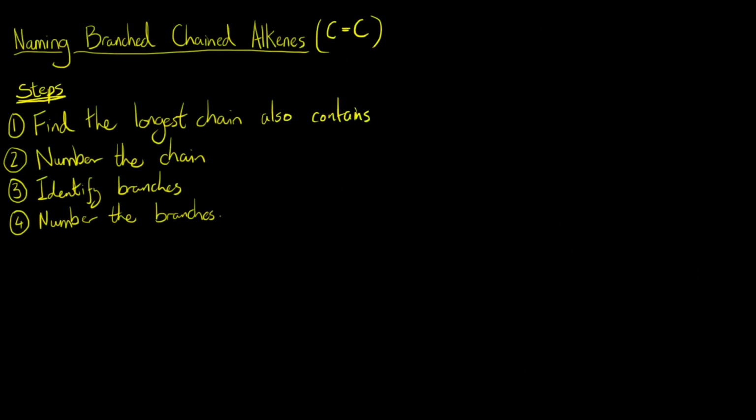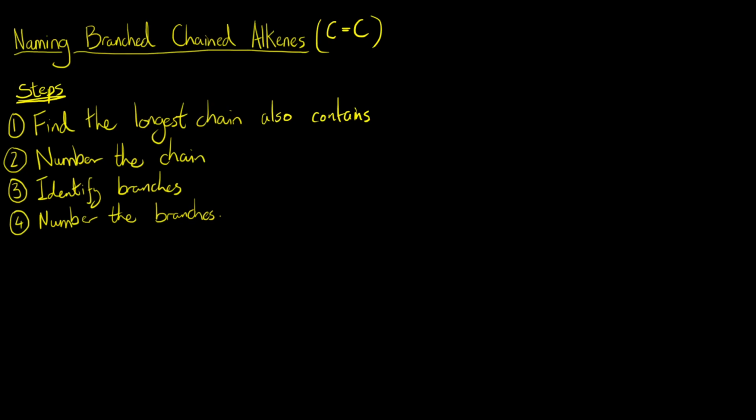Now let's take that piece of information, what we've just learned about the numbering and positioning of a carbon-to-carbon double bond, and take it in to some more complicated examples now where we have branches. We've already looked at examples like this when we looked at alkanes, where we first found the longest chain, then we numbered the chain, identified the branches, and then numbered the branches. The steps are all pretty much the exact same. However, there's a slight difference when naming branch-chained alkenes because of that double bond.